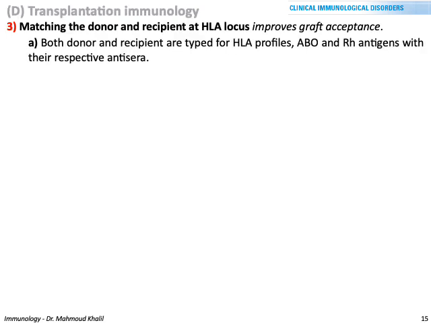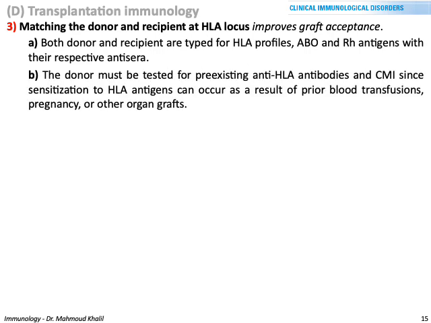So it is important to match the donor and recipient at the HLA locus. This improves graft acceptance. Both donor and recipient are typed for HLA profile, ABO and Rh antigens with their respective antisera. The donor must be tested for pre-existing anti-HLA antibodies and CMI, since sensitization to HLA antigens can occur as a result of prior blood transfusions, pregnancy, and other organ grafts.